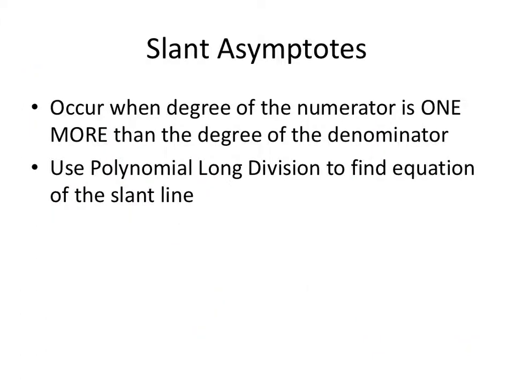Okay, so slant asymptotes, sometimes they're called oblique asymptotes instead, are going to occur when the degree of the numerator is exactly 1 more than the degree of the denominator. Exactly 1. If it's 2 more, 3 more, it doesn't matter. And the way we figure out the equation of this slant asymptote is to use polynomial long division to give us an equation.